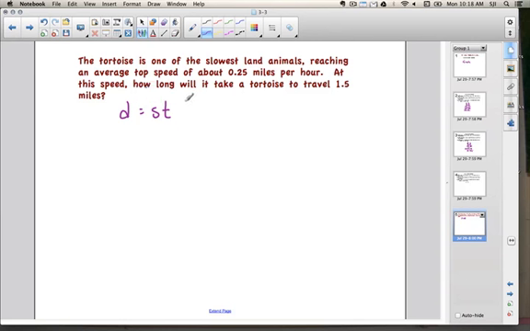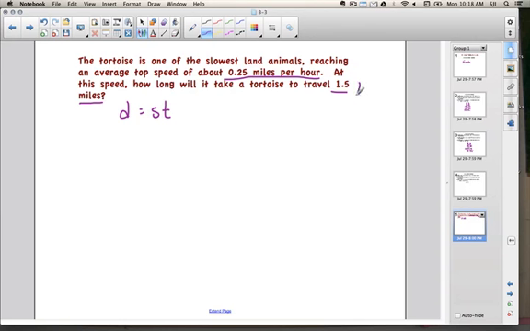So let's take a look and see what information is given to us here. We know that the tortoise is one of the slowest land animals. Nothing there that's going to really help us. Reaching an average top speed of about 0.25 miles per hour. This 0.25 miles per hour looks pretty important. That tells us the speed at which the tortoise travels. At this speed, how long will it take the tortoise to travel 1.5 miles? Right here, 1.5 miles. That's the distance that the tortoise will travel.